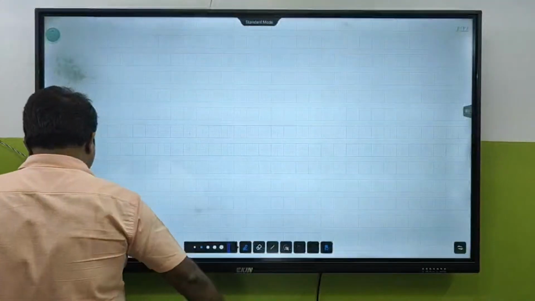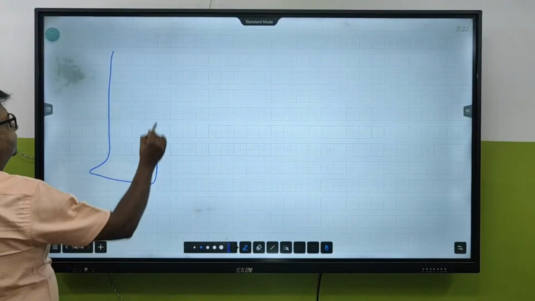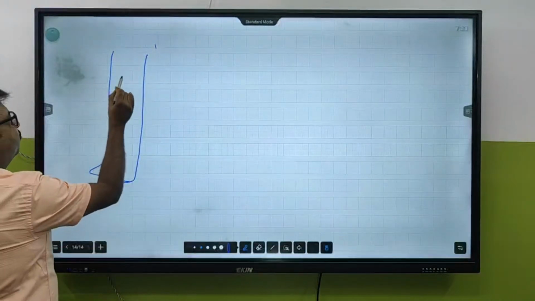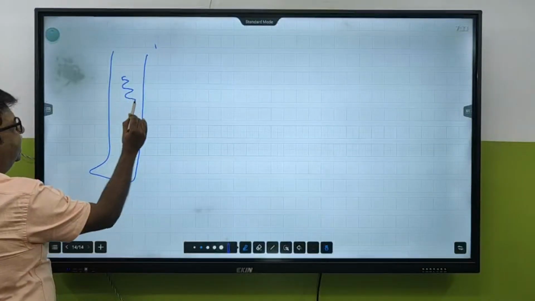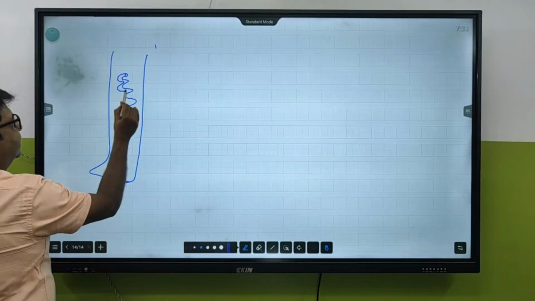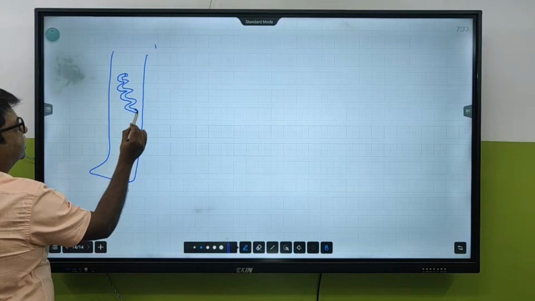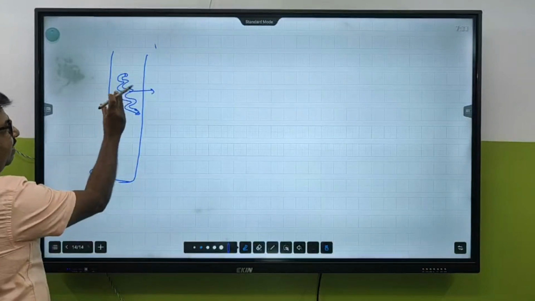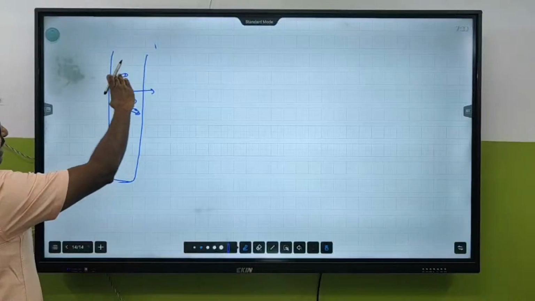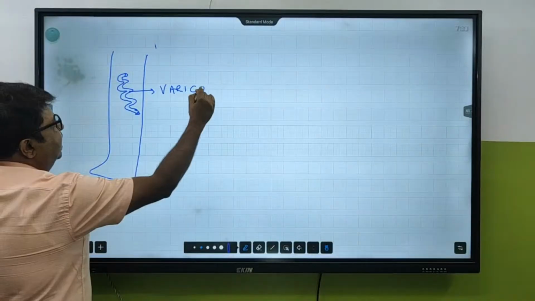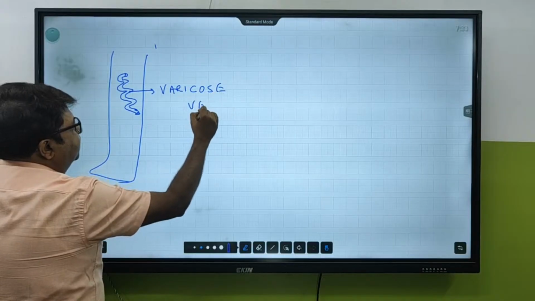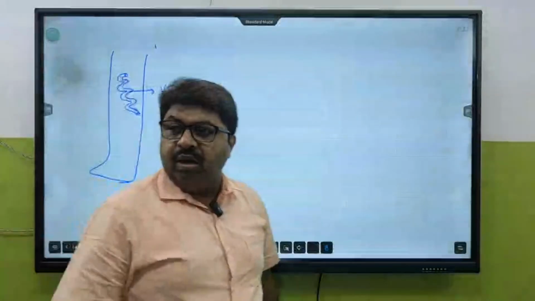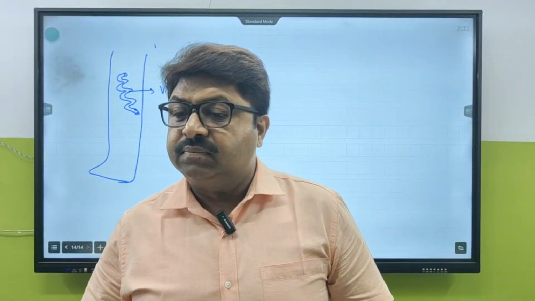Now what is the function of hirudo? Let me tell you. Say if this is your leg, and in your leg you have got varicose vein. The veins are like this and are seen from outside. If the veins are seen from outside and have become coiled, we call this condition varicose vein. It's a medical problem. What happens in varicose vein?